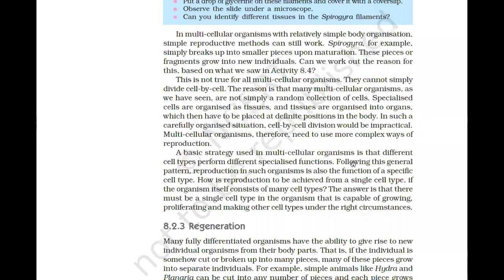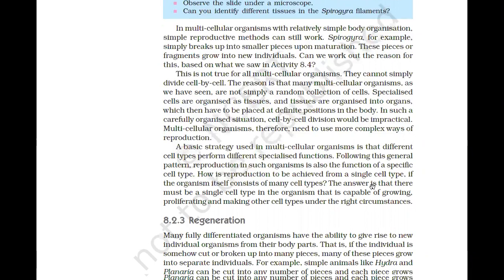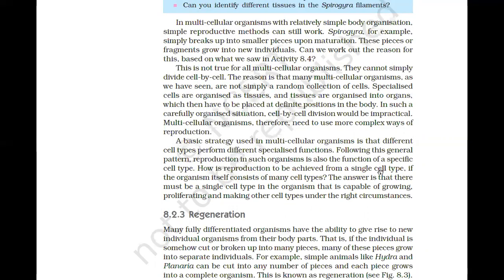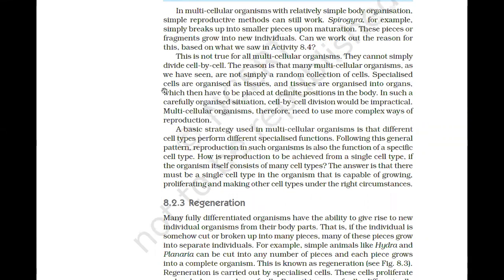This is not true for all multicellular organisms. They cannot simply divide cell by cell. The reason is that many multicellular organisms, as we have seen, are not simply a random collection of cells. Specialized cells are organized as tissues, and tissues are organized into organs, which then have to be placed at definite positions in the body. In such a carefully organized situation, cell by cell division would be impractical.